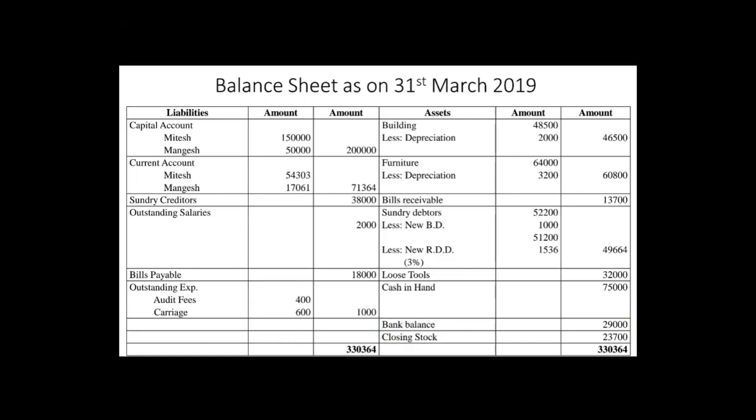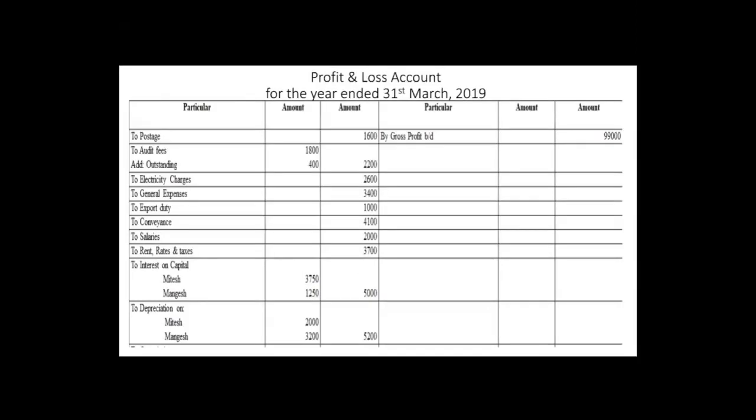The next one is the outstanding expense. The outstanding expense is given on audit fees and carriage. Now audit fees is an item of the profit and loss account because it is an indirect expense. So you will see audit fees is there, where the amount is written in the first column. You are going to add outstanding. What do you have to do? Always add wherever outstanding is mentioned, right? So here you are going to add outstanding.